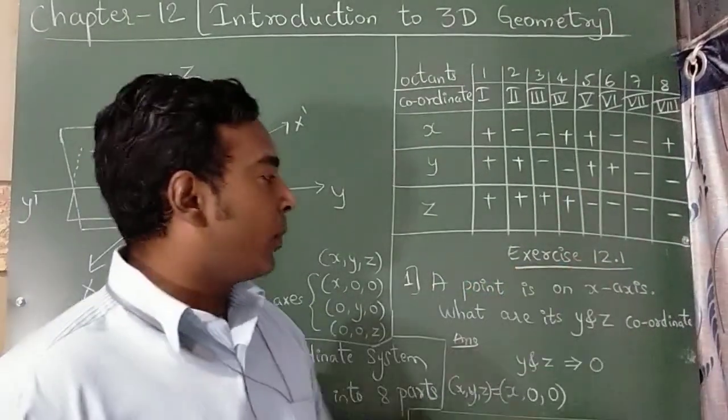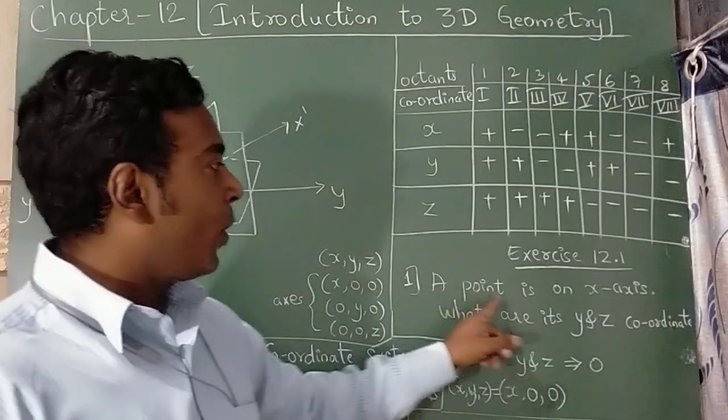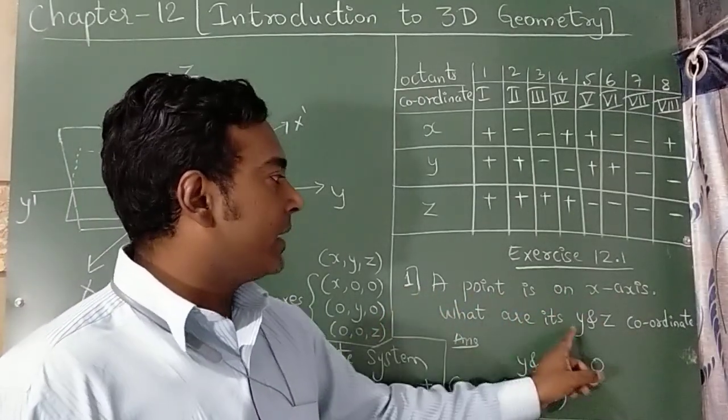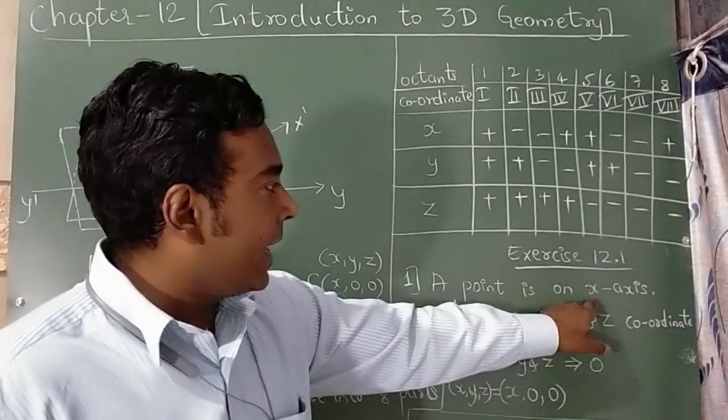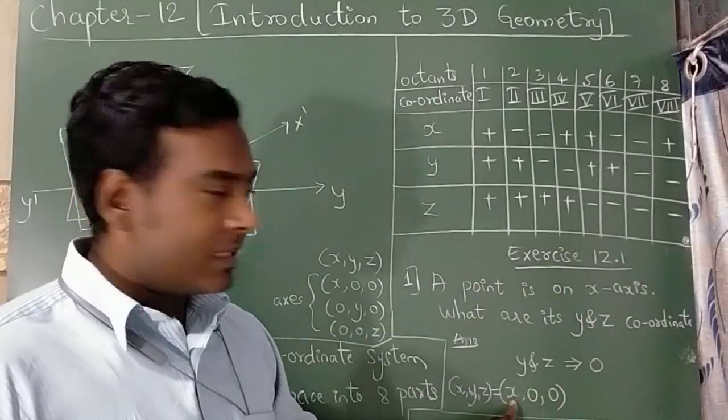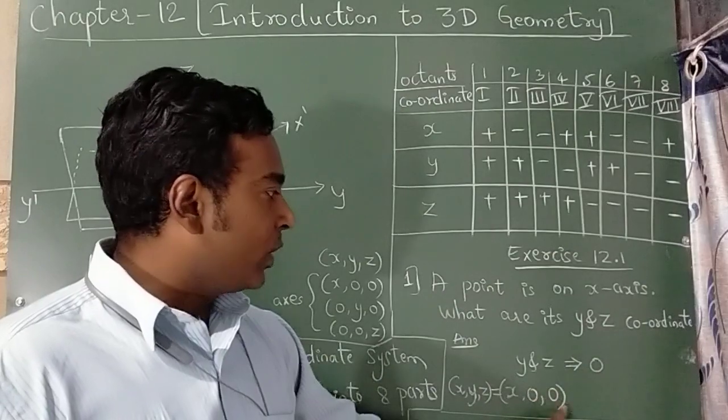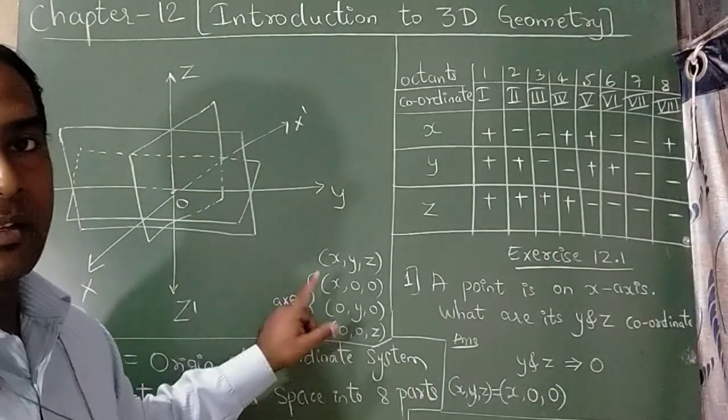Now exercise 12.1. The first question is, a point is on the x-axis. What are its y and z coordinates? So where is the point? It is on the x-axis. So it will be x, and y and z will become 0, 0. So it is this.